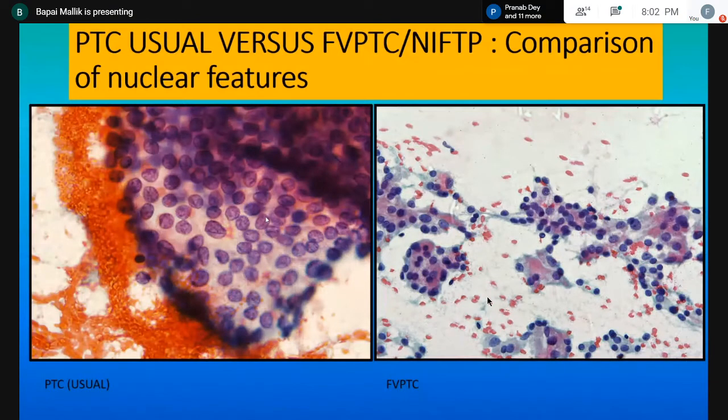Now, let's look at this. These are two pictures. To the left is a papillary thyroid carcinoma, usual type. To the right is a particular example of a follicular variant of papillary thyroid carcinoma, where the nuclear features are not very clear. If you put the two side by side, you can appreciate the fact that here you are absolutely clear that this is a papillary thyroid carcinoma. Here, the nuclear features, not very sure.